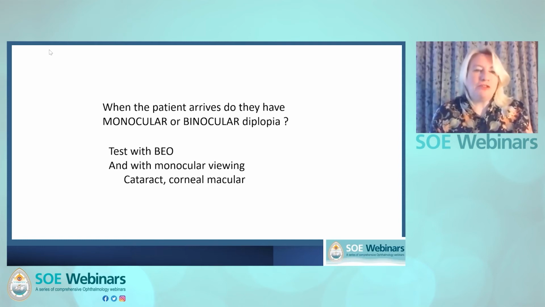And this is usually easily done by testing, looking with both eyes open and then under monocular viewing conditions. And you may get monocular diplopia in patients who have cataract, corneal, or macular problems. And these are the ones that we're not thinking about tonight. I want to think about the patients who have binocular double vision.